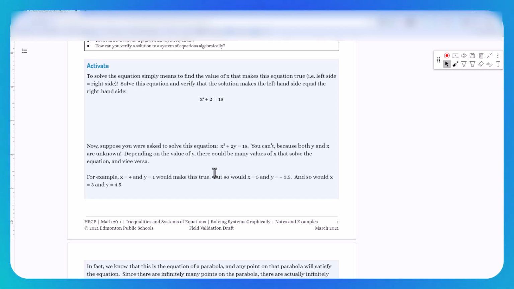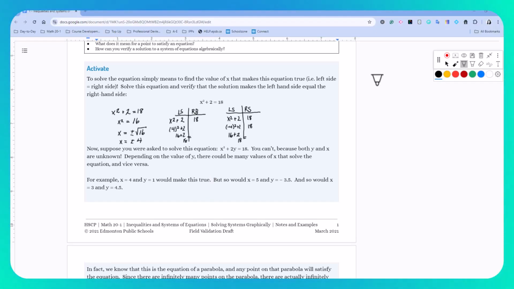So I want you to start by pulling out some of your quadratic skills from the last unit and solve this equation and verify that the solution makes the left-hand side equal to the right-hand side. When you're done, pop back and see how you did. Well, let's check it out.